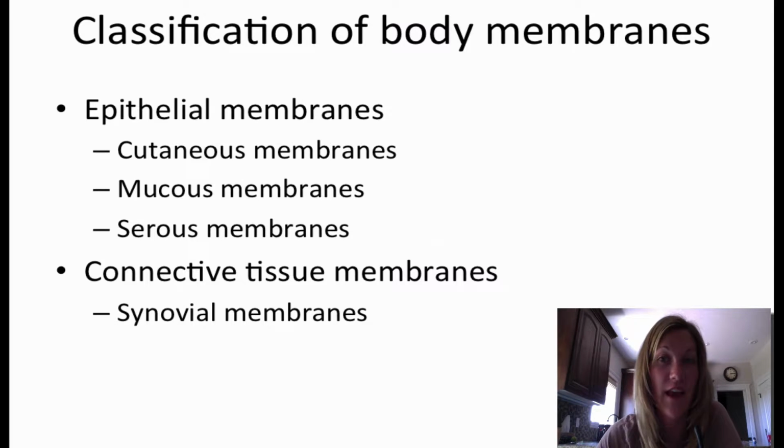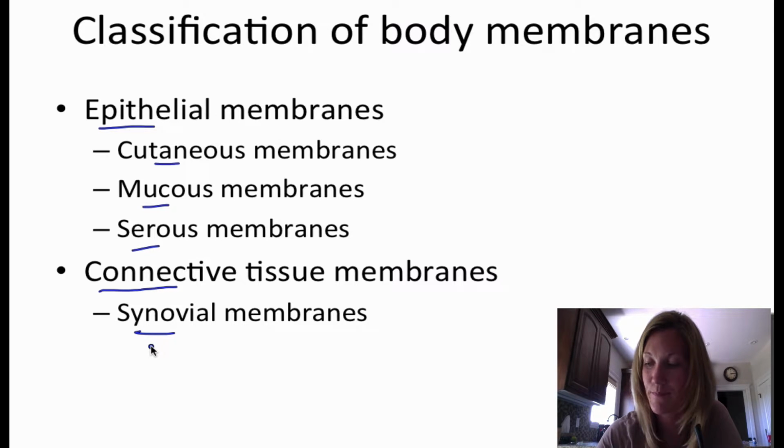The classification of body membranes include epithelial membranes and connective tissue membranes. Epithelial membranes include cutaneous membranes, mucous membranes, and serous membranes. Connective tissue membranes include synovial membranes, and we'll go through each one of these in a little bit more detail.